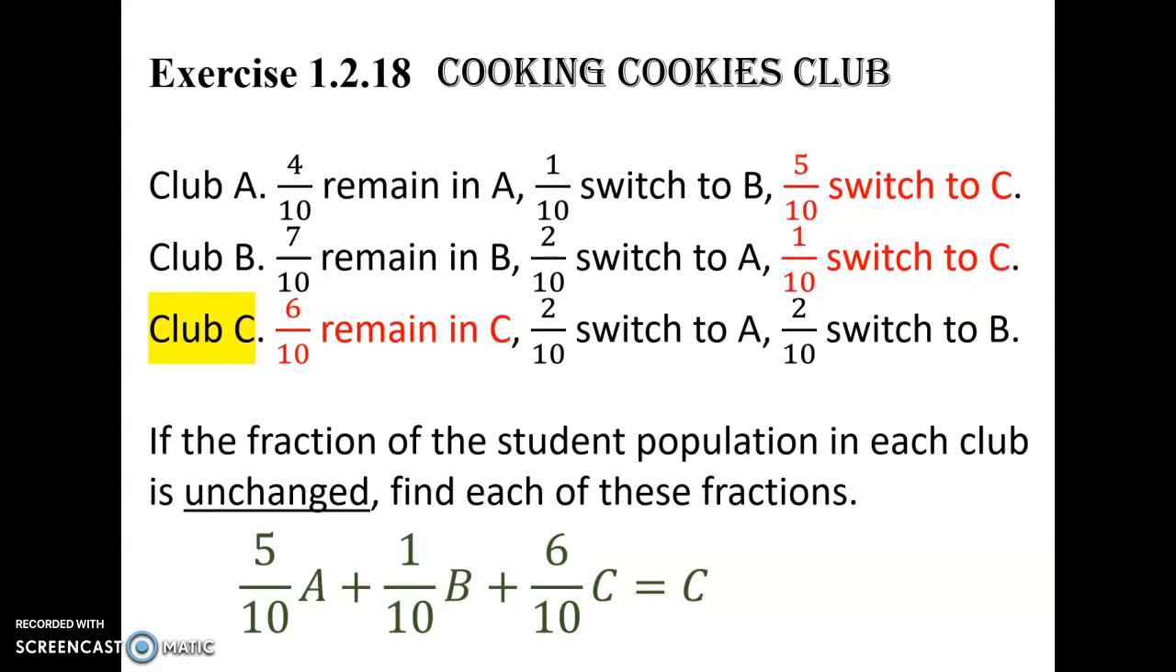Club C, I've done it with A, B, and C, different tries. Let me just do Club C. So 6/10 remain in C, 1/10 from B, and 5/10 from A. Now, half of A went over to C. And since it's unchanged, it's got to equal C.